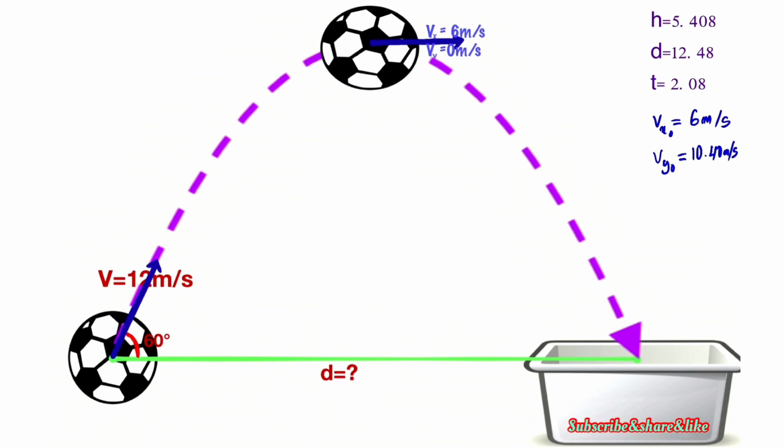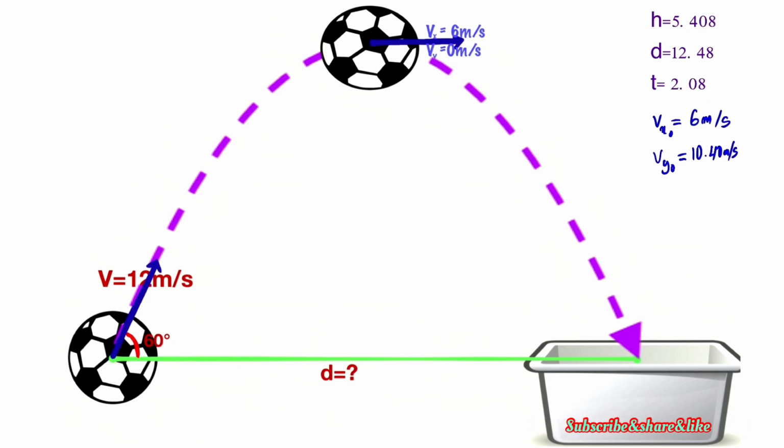Last time we found that the height is 5.408 and the distance, this one here, is 12.48, and the time for the ball to go from here to here is 2.08, and the time to arrive at the highest point is just half of it, 1.04. We calculated the initial velocity in the x-axis as 6 meters per second, and in the y-axis as 10.40 meters per second. So we found it last time. We are going to see if we can find the same results in a different way. It is really very easy.